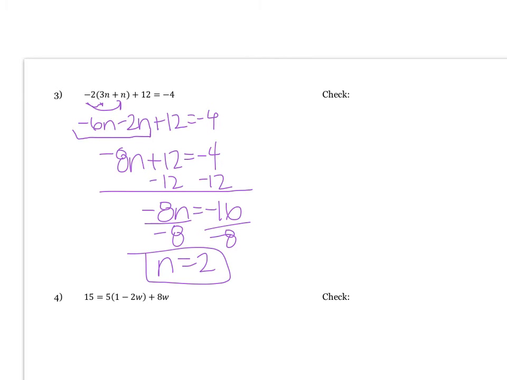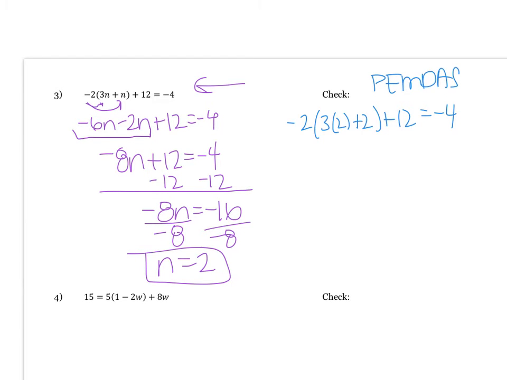To check my work, I plug that back in to my original equation over here. So we get negative 2 times the quantity 3 times 2 plus 2, plus 12, is that equal to a negative 4? Again, we're going to do PEMDAS to solve. So I start with my parentheses and then I work within. I'm going to work with my multiplication first. So I rewrite negative 2 times 6 plus 2 plus 12, is that equal to a negative 4?